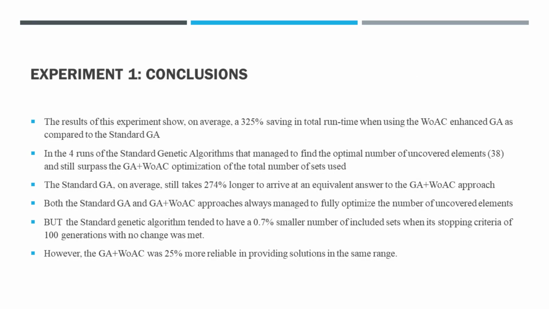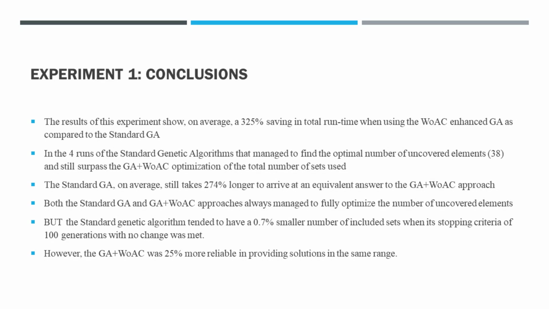So let's go over a couple conclusions that we can draw from experiment 1. So the results of this experiment show that on average, a 325% saving in total runtime is observed when using the Wisdom of Artificial Crowds enhanced genetic algorithm as compared to the standard genetic algorithm. And in the 4 runs of the standard genetic algorithm that managed to find the optimal number of uncovered elements, which was 38, and still surpass the genetic algorithm plus Wisdom of Artificial Crowds optimization of the total number of sets used, the standard genetic algorithm on average still takes 274% longer to arrive at an equivalent answer to the genetic algorithm plus Wisdom of Artificial Crowds approach.